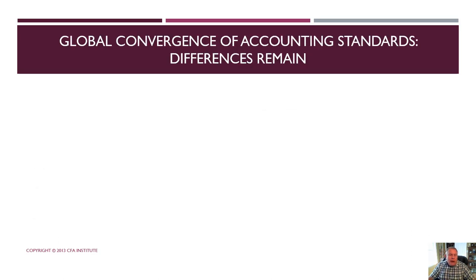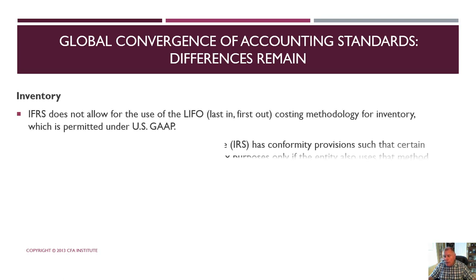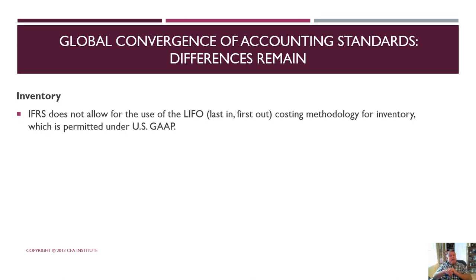Now, a couple of things to be aware of. There's 3 that we're going to look at, 3 very specific differences between IFRS and GAAP. One is IFRS does not allow for the use of LIFO, last in, first out costing methodology for inventory. It is permitted under US GAAP.